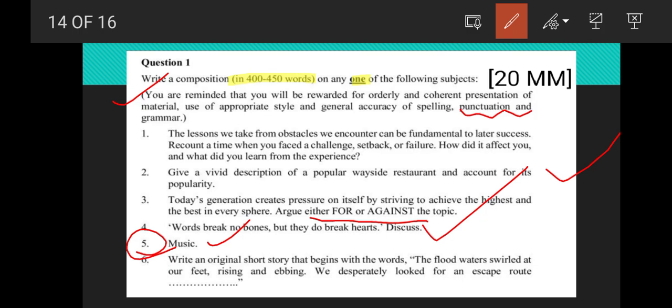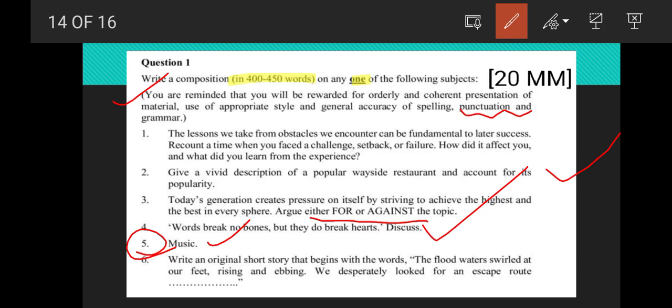Okay, the sixth one is saying: write an original short story that begins with the words, the flood waters swelled at our feet, rising and ebbing. We desperately looked for an escape route. Okay, there is a flood, and due to that, the water is coming in waves. The waves refer to the upcoming waves of the water. So the waves are coming and they are very enormous in nature.